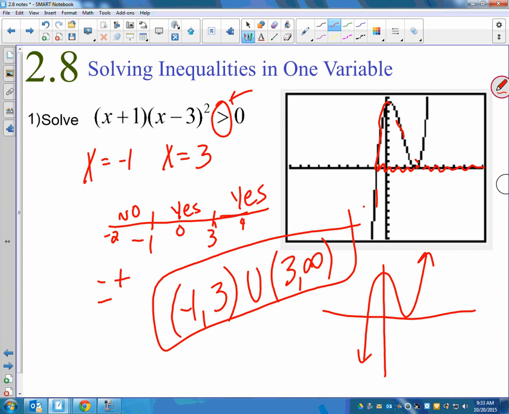Right here. That's all you got to know. If it's greater than or less than, it's a parenthesis because it's not included. If it's greater than or equal to or less than or equal to, it is included. And so that's a bracket.